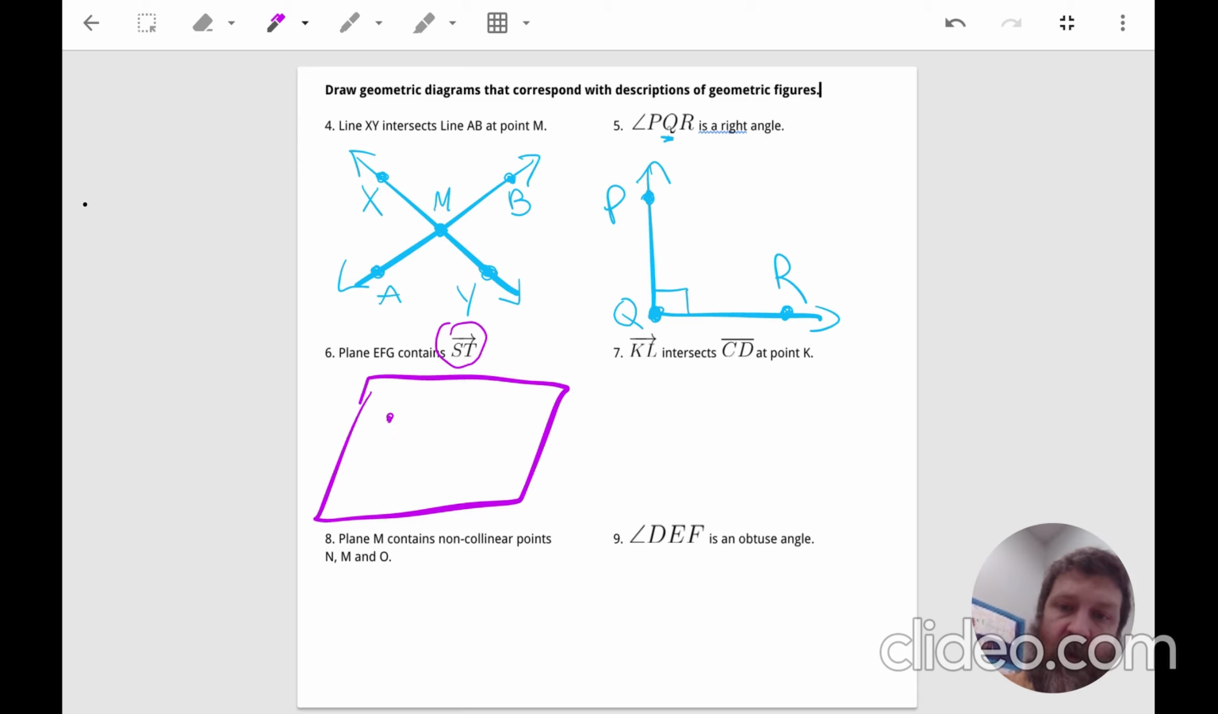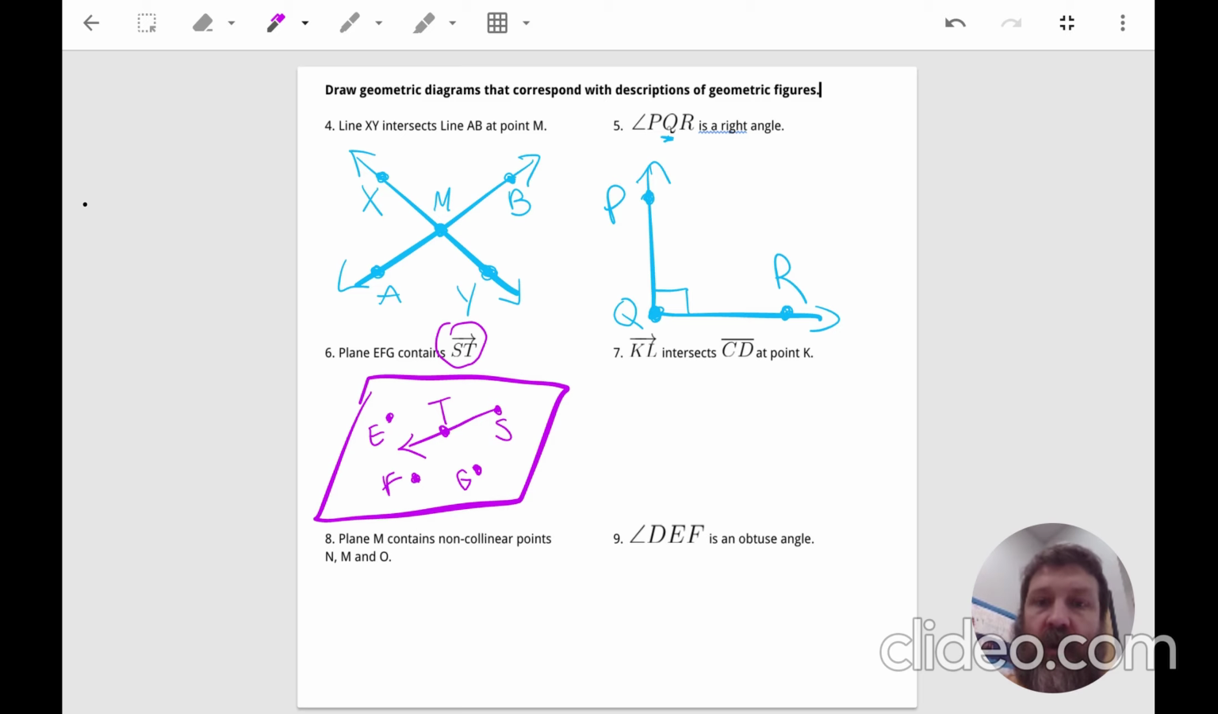So for this to be plane EFG, the first thing I need to draw is the fact that I have 3 points, E, F, and G. That much I know for sure. Those points could be anywhere as long as they're not in a straight line together. Then ray ST could be anywhere that we choose. I'm going to just make it like this. ST means the S is on that point and the T is in the direction that the arrow is pointing.